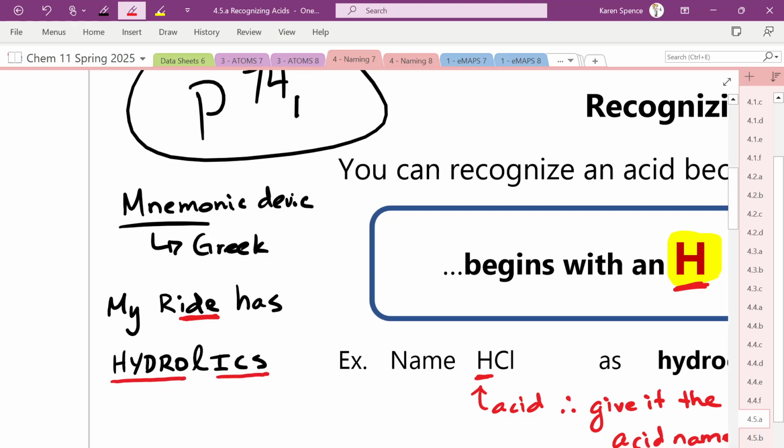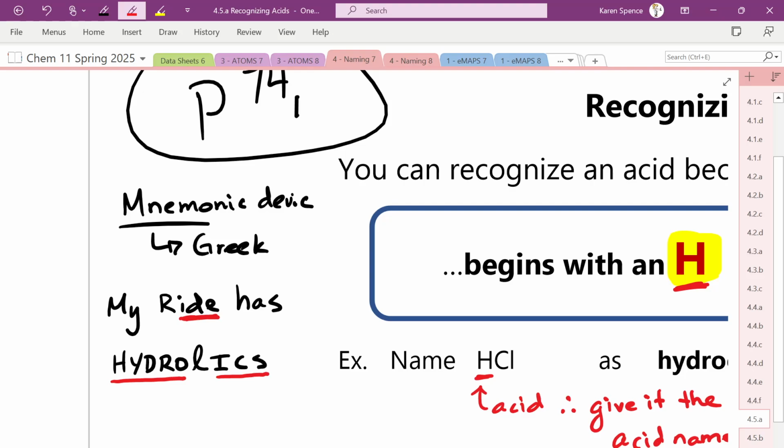Now, if you don't know what hydraulics are, have you ever seen those cars that move up and down and bounce around? That's because they have hydraulic lift to them. So if you say my ride has hydraulics, that means you've got one of those cars that move up and down. If you have no idea what that means, then I don't know how this is going to help you, but maybe you'll be able to remember the phrase anyway.